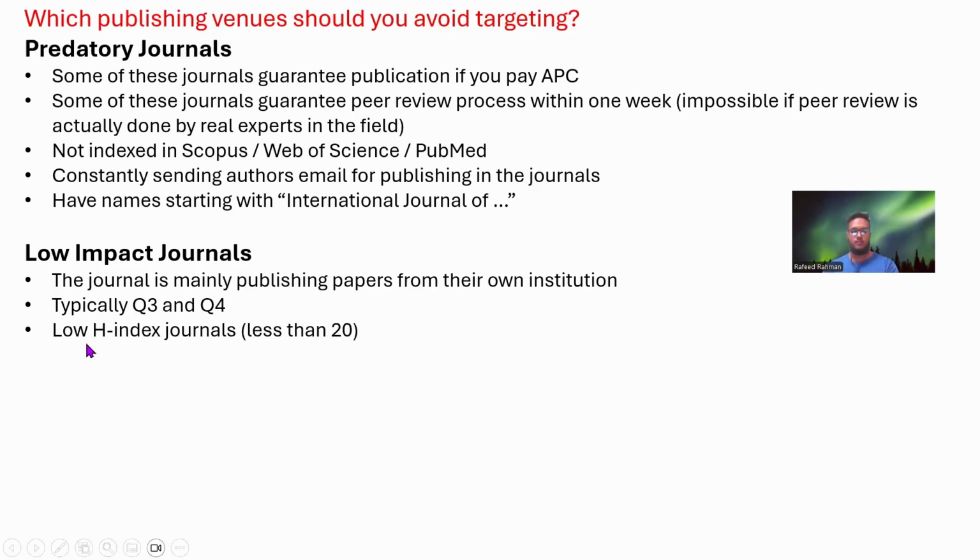And also if the journal has a low H index, it also indicates that the journal isn't great. Low means less than 20. Impact factor of less than 1 is also low impact.